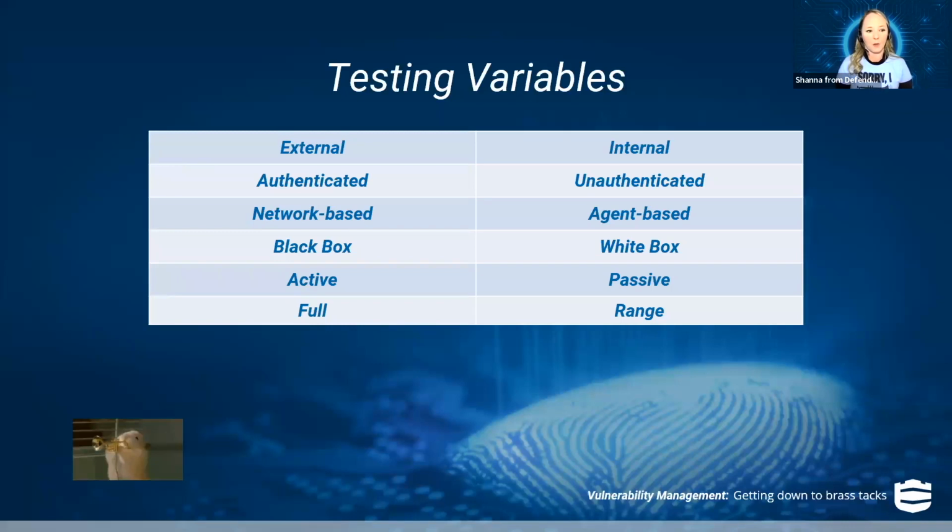Another set of variables here is black box versus white box versus gray box, because that's what happens when we combine. Why couldn't it be like black, white, purple? Because black and white make gray. But black box testing is where no information is provided, kind of like authenticated versus unauthenticated. It follows the approach of an unprivileged attacker who's trying to gain that network access initially.